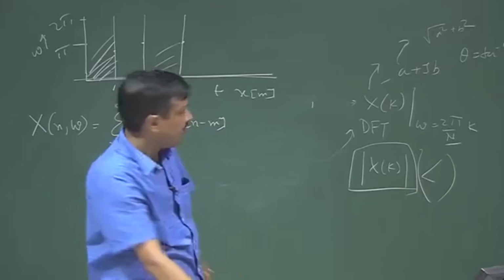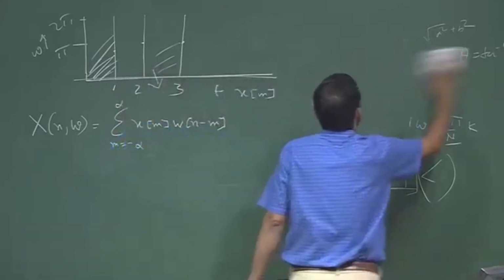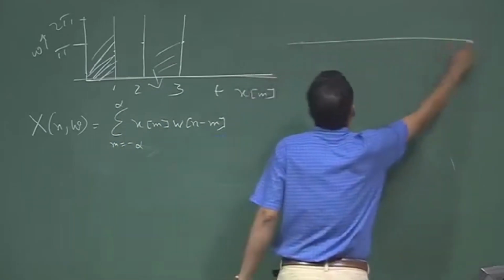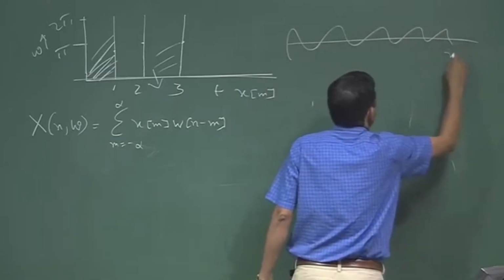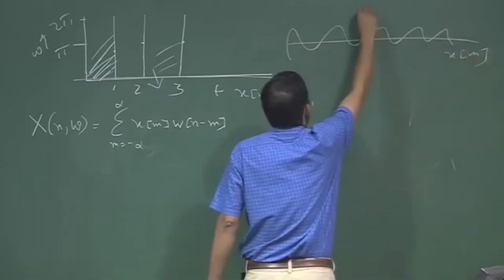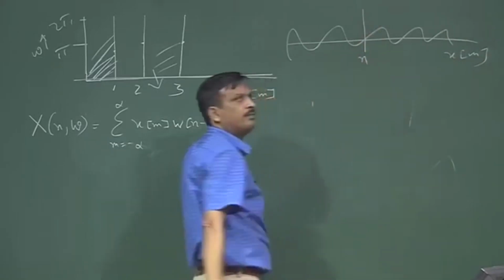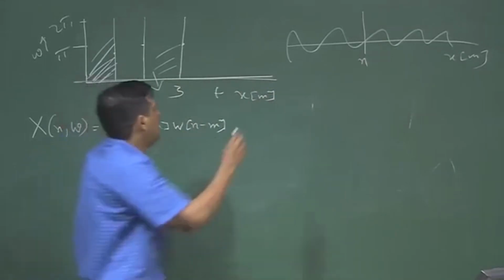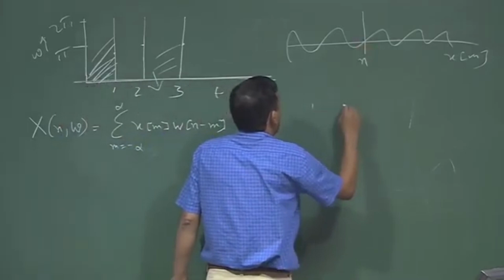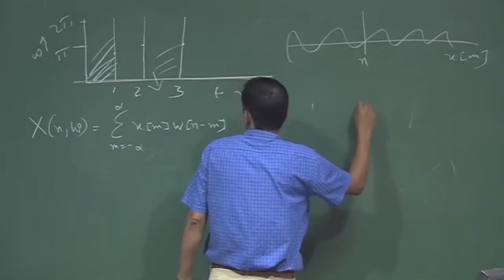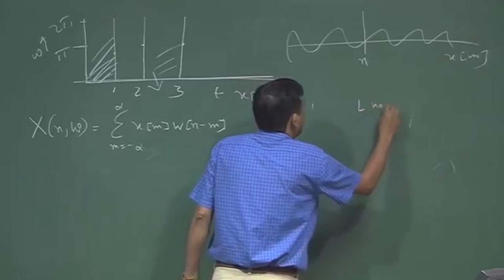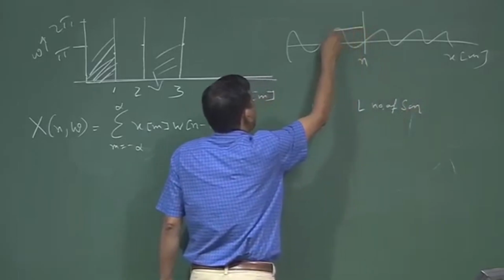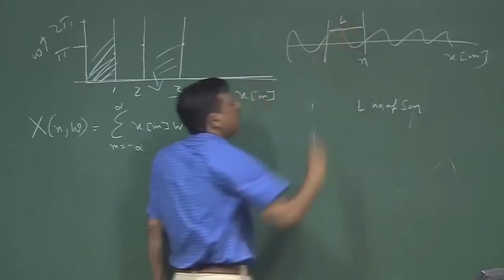Okay, I will just illustrate this one. What is this? Let us say this is my whole signal, x n. This is the nth instant. I want to cut a portion of the signal. From the nth instant, I want to cut L number of samples, so I take L samples this side. So this is an L-length sample.